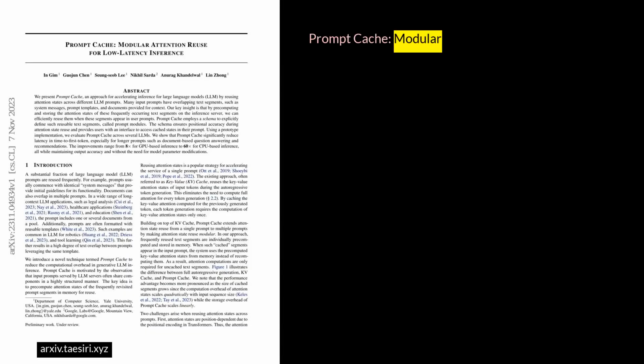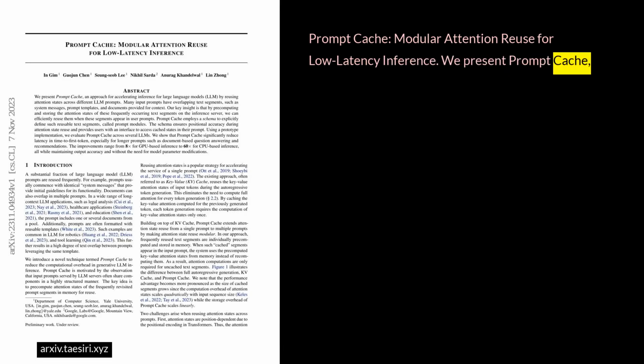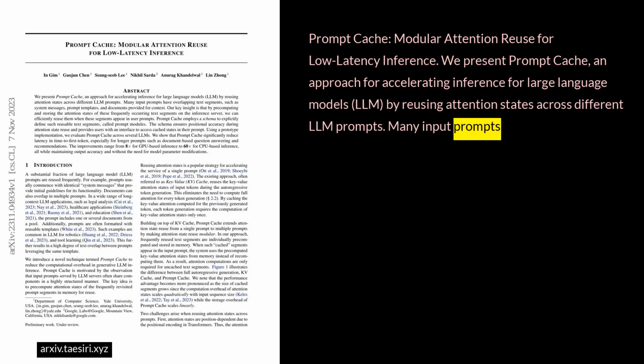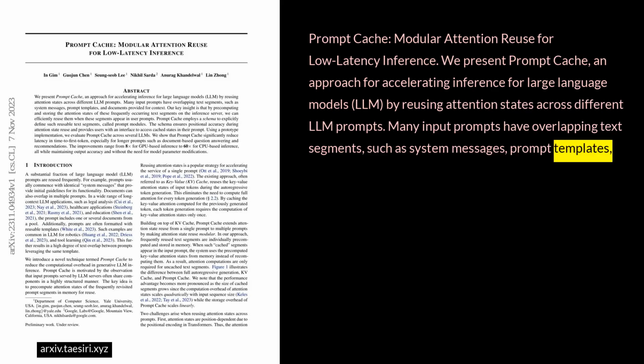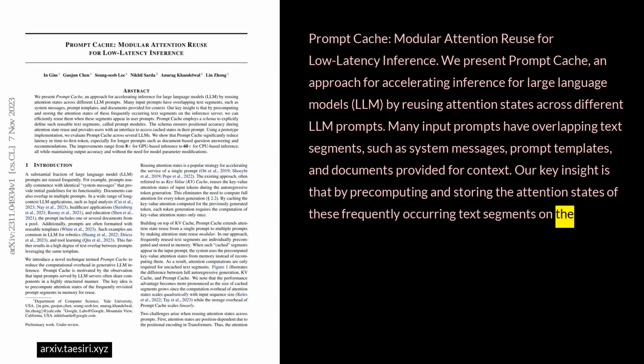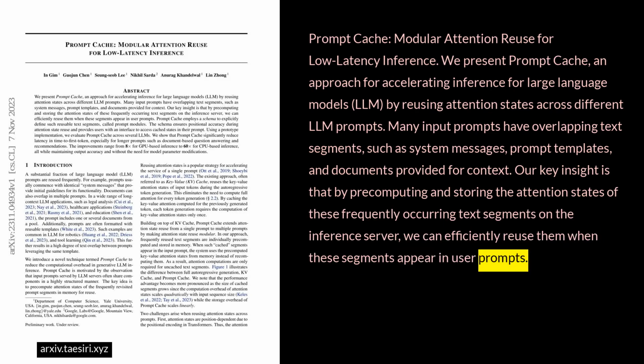Prompt Cache, modular attention reuse for low-latency inference. We present Prompt Cache, an approach for accelerating inference for large language models, LLMs, by reusing attention states across different LLM prompts. Many input prompts have overlapping text segments, such as system messages, prompt templates, and documents provided for context. Our key insight is that by pre-computing and storing the attention states of these frequently occurring text segments on the inference server, we can efficiently reuse them when these segments appear in user prompts.